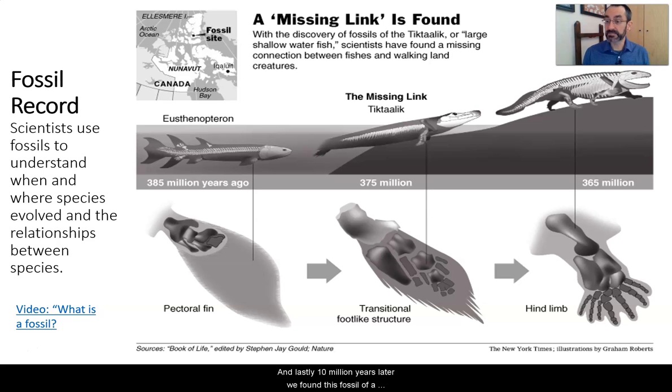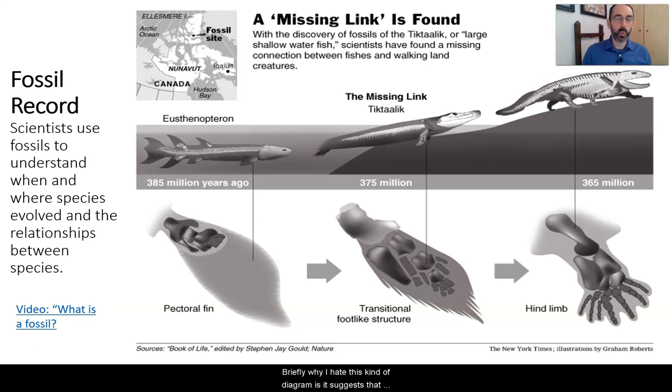And lastly, 10 million years later, we found a fossil of a species called Ichthyostega, which does have, as you can see, all of the bones in the forelimbs that we have. So we already are seeing, 365 million years ago, the bones that we have in the forelimbs of animals with backbones that have four limbs, that have arms and legs.